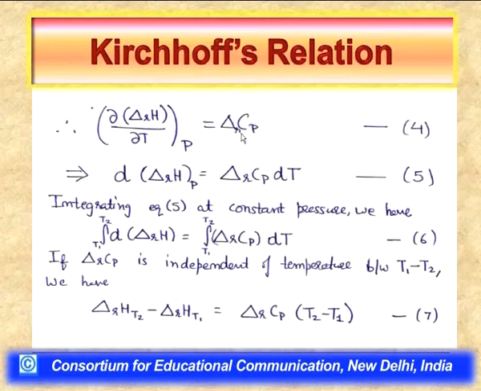We can rearrange this equation to get equation 5. When we take dT to the right hand side, we get d delta rH at constant P equal to delta r C_p dT. Now, we can integrate equation 5 at constant pressure within a temperature range from T1 to T2. What we will get is the integral from T1 to T2 of d delta rH equal to the integral from T1 to T2 of delta r C_p dT.